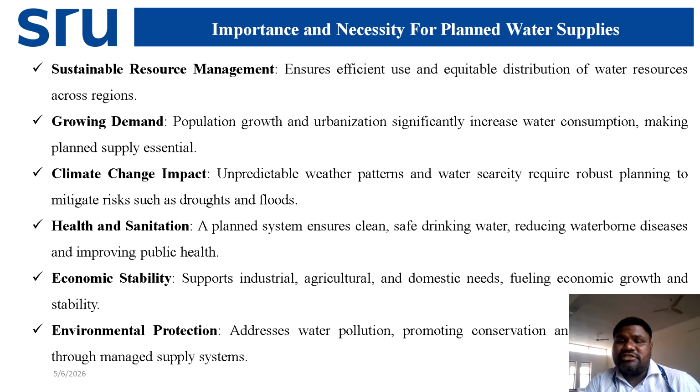Then health and sanitation. A planned system ensures clean, safe drinking water, reduces waterborne diseases, and ultimately we can improve public health. This is important. If you provide clean water and good quality sanitation, ultimately it reduces waterborne diseases. As we know, 90% of diseases come from water contamination. If you provide quality water, then health will also improve.